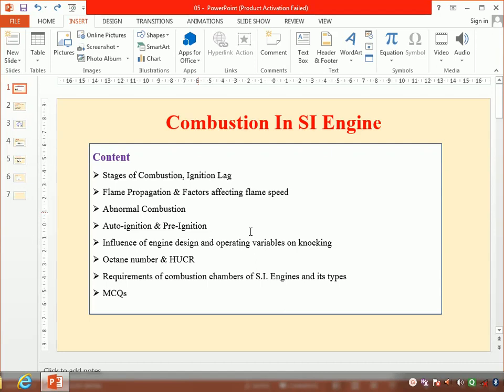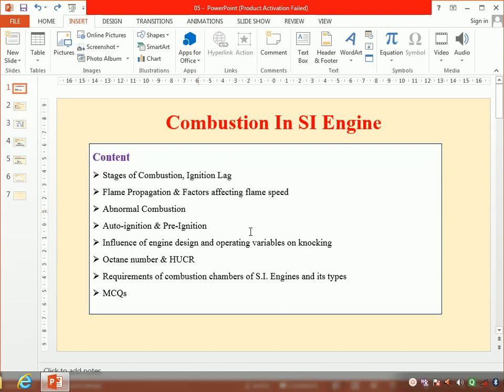Stages of combustion: ignition lag, flame propagation, factors affecting flame propagation, abnormal combustion, auto ignition, pre-ignition, influence of engine design and operating variables on knocking, fuel rating, that is octane number and HUCR, requirements of combustion chamber in SI engine with different types, and lastly I will share with you the multiple choice questions.